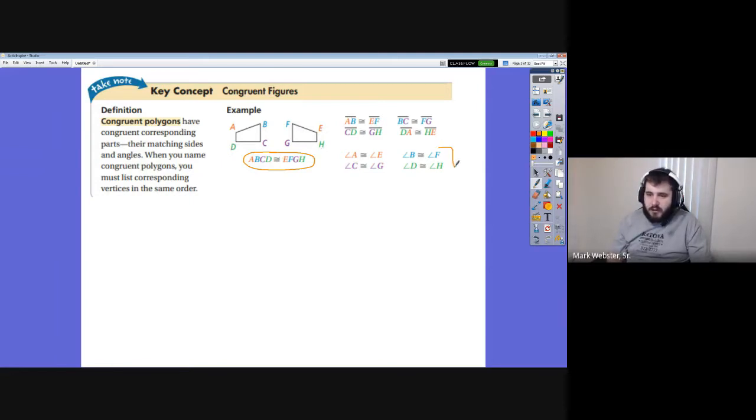Notice that's what I'm talking about right here. So the angles have to be congruent, but on top of that, so do the side pairs. And once again, if you look at the statement here, AB, the first letter and the second letter, EF, the first letter and the second letter, right? BC and FG, CD and GH, DA and HE.